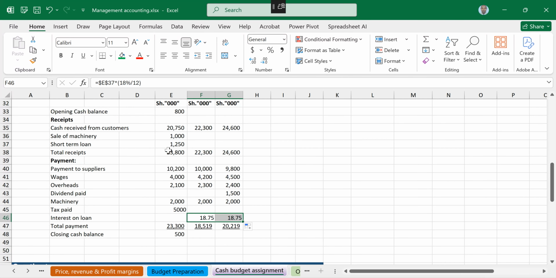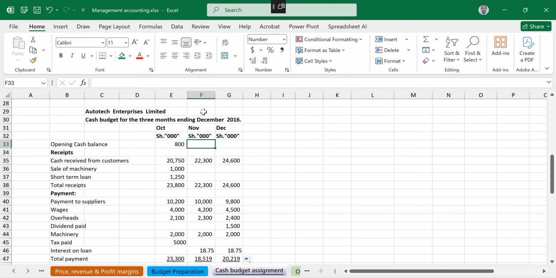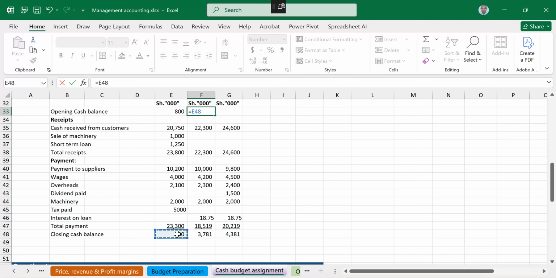Make sure that total receipts have been dragged across. Total payments have also been dragged across. Then the closing balance has also been dragged across. But don't forget that the closing balance becomes the opening balance. The closing balance for October is the opening balance for November. So the 500 moves up there.